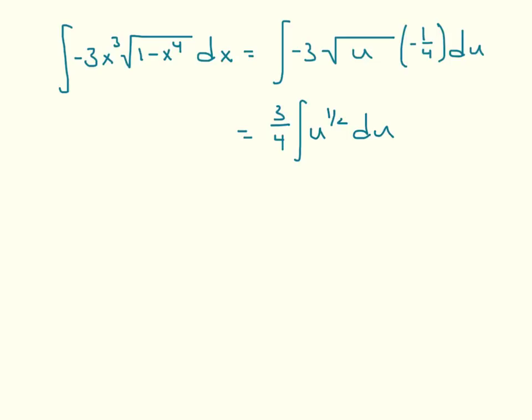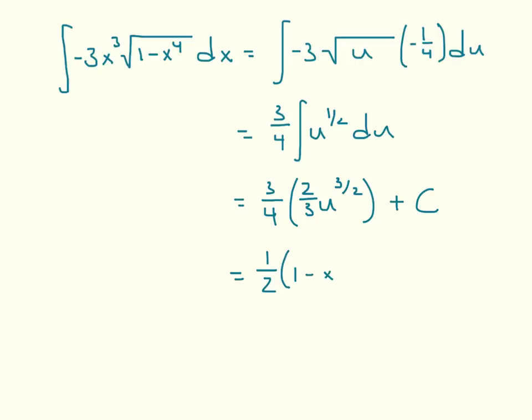Now this integral is just a direct power rule application, right? So we have 3/4 out front, leave that alone. For the u to the 1/2, remember we add 1 to the exponent, which makes it 3/2, and then multiply by the reciprocal of that, which is 2/3, and then we add our constant c. Okay, so we can simplify a little bit. The 3's cancel, 2/4 gives us a half, and then remember u is the substitution we made in the beginning.